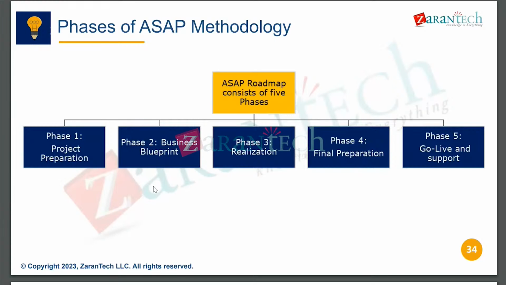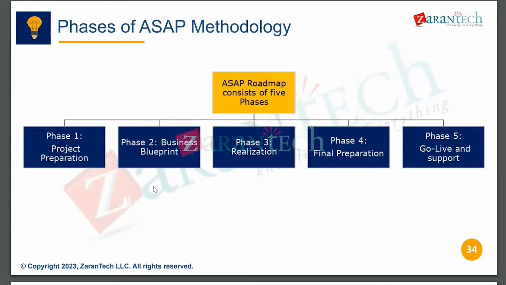So phase 4 is the final preparation phase. The final preparation phase is where we are ready, and we will give the system to the users, and all the user acceptance testing will happen here, and the end user training also will be done here. Here, in the final preparation phase, we will finalize all the business requirements and no more changes are accepted.